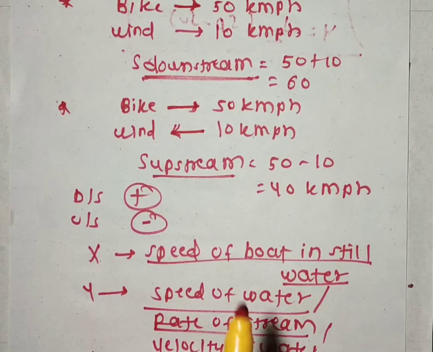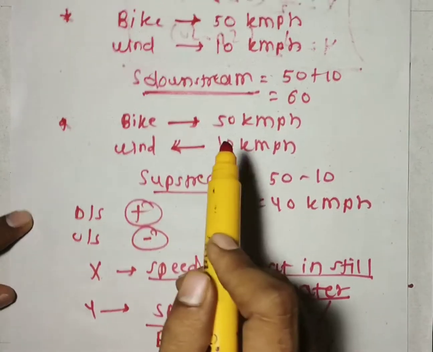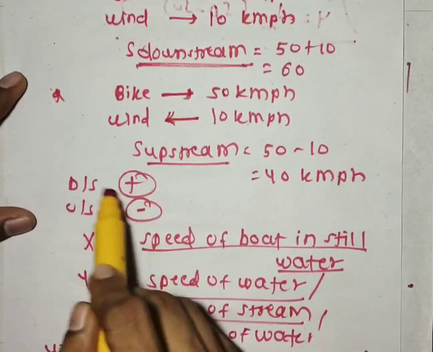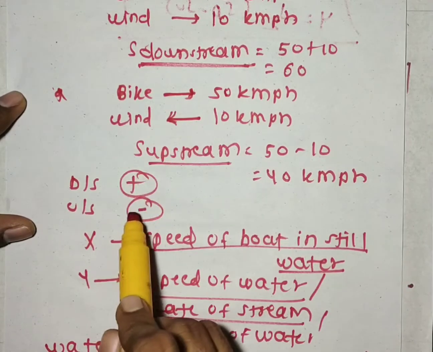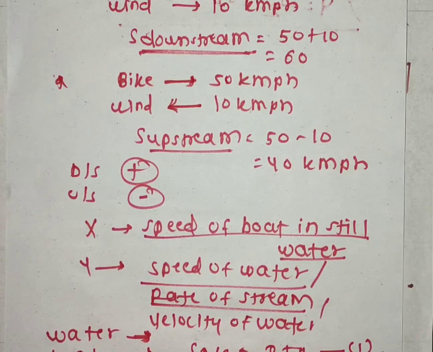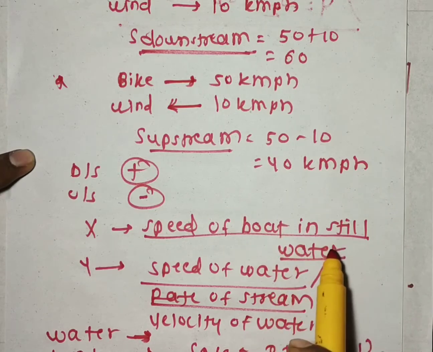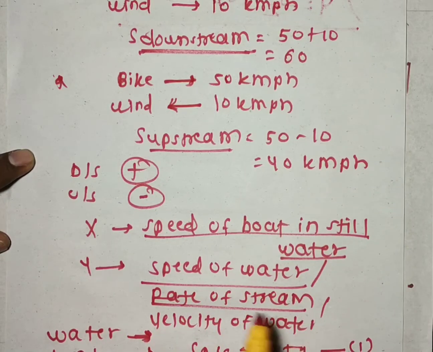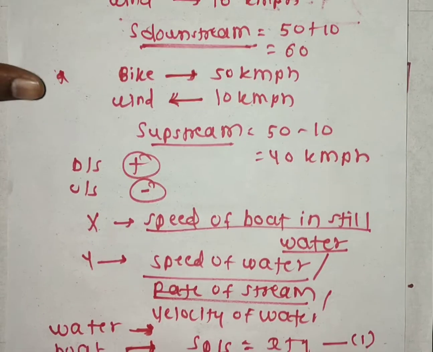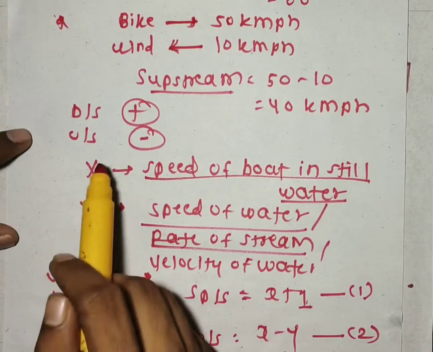So we came to know that if it is downstream, meaning they are going in the same direction, we have to add. And if they are going in opposite directions, meaning upstream, we have to subtract. In boats and streams, the question will be either to find the speed of the boat in still water, which is x, or the speed of the water, the rate of stream or velocity of the water, which is y. So we have to derive the formulas for x and y.